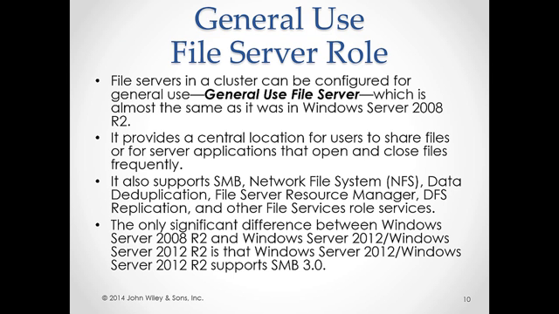General use roles, such as a file server role, were essentially in 2008 the server role for general use. It basically allowed for a centralized location for users to share files, or for a specific application that could be opened and closed frequently. It supports SMB, it supports the network file system, and it supports things like data deduplication, resource management, DFS, replication, things of that nature.